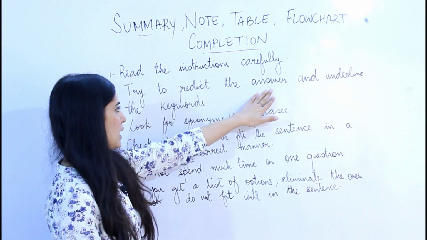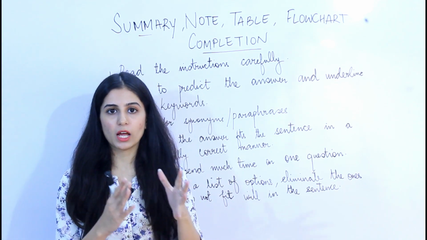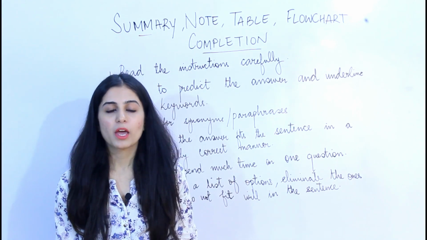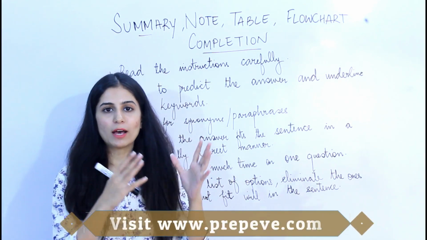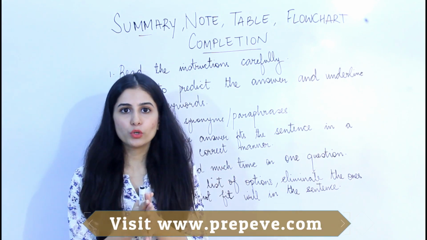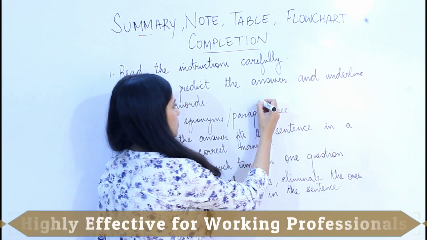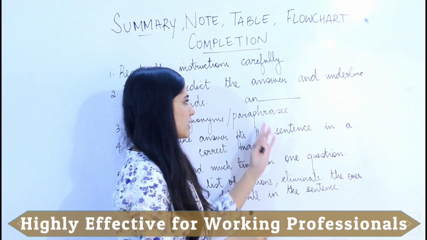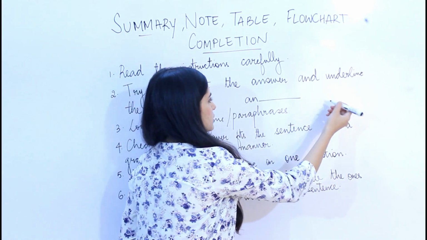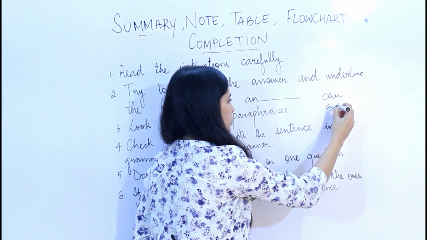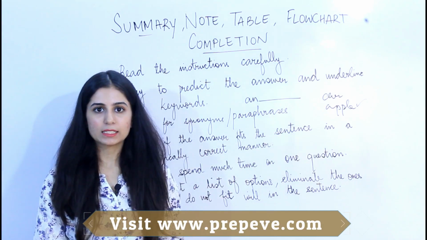Number 2, try to predict the answer and underline the keywords. Yes, you need to underline the keywords in the question, in the summary, and try to look for them in your passage. Also predict the answer. Now how do you predict an answer? You have a sentence, you have a blank after it, so you know that probably a noun would be placed there, or a verb, or maybe the blank would be preceded by an, and then you're sure that the answer would start with a vowel and not a consonant. So if the options are to, car and apple, you know that the answer would be apple and not car, right? So this is how you can predict the answer.